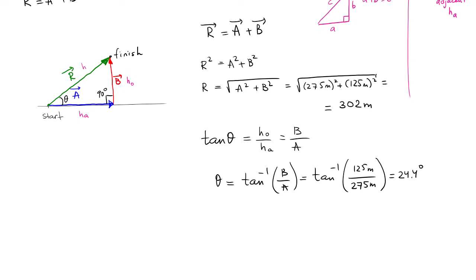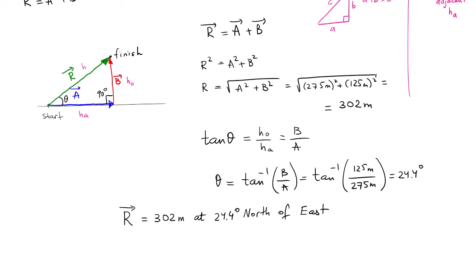Thus, I can say that the resultant displacement of the car has a magnitude, so let me write it down, resultant vector. Now I put the vector sign because I'm going to give the direction as well, equals 302 meters at 24.4 degrees north of east. So what does it mean?